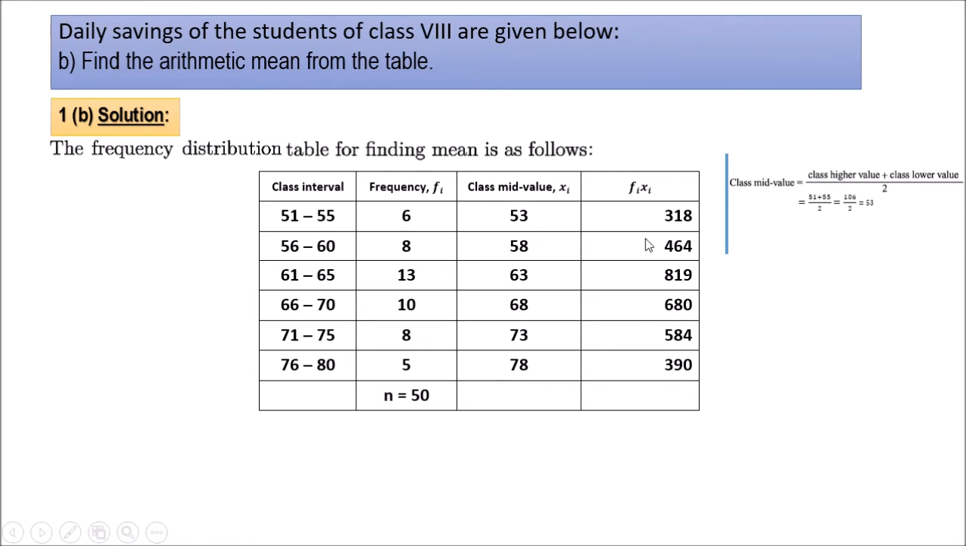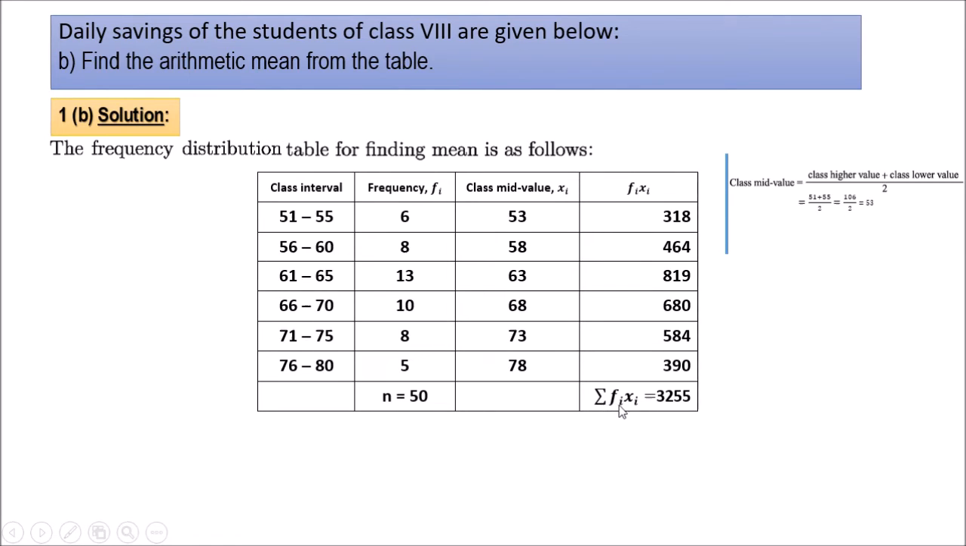If you add them, you will get the summation of fi xi. Here is the summation of fi xi, that equals 3255. So, do you understand how we are going to get all those things here?